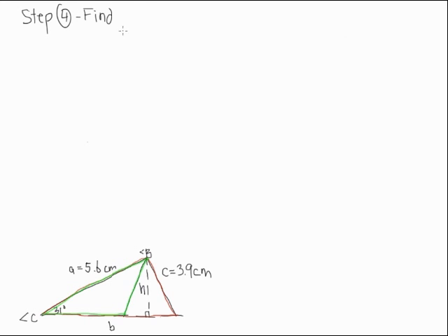Okay. Now, step 4 in this process was to find the second angle. Okay. And in this case, it is going to be this angle here. Since this is side A, this would be angle A. Okay, but this is also a possible one. This is going to be angle A prime. Okay, so A and A prime. So if we want to find angle A, we can use the sine law.